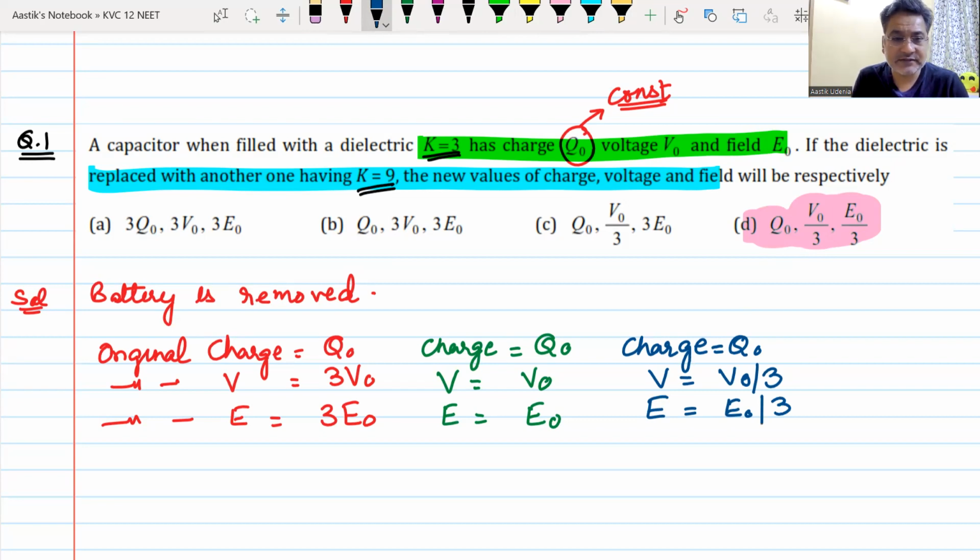Do we understand this? Yes, sir. Sure, sir? Can you repeat? What have you not understood, beta? Sir, original charge, how did you get it? Original charge will remain the same. That is how I got it. Charge does not change. Battery is removed. You understand this? Yes, sir.